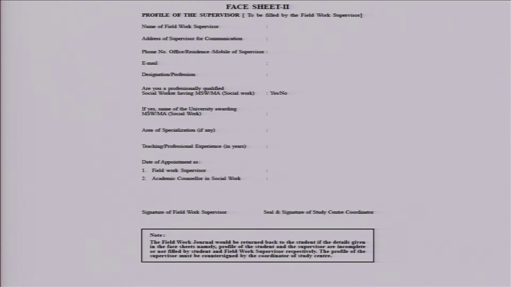Let us come back again to the fieldwork practicum journal. After the learner finishes the face sheet of himself, there is another face sheet which includes the details of the fieldwork supervisor. It provides the profile of the supervisor, the name of the supervisor, from where the supervisor has completed the MSW degree, how long the supervisor has been supervising the students of the BSW program in IGNOU, and what is the qualification of the supervisor. So these kinds of detailed information have to be provided by the fieldwork supervisor in the profile of the supervisor.